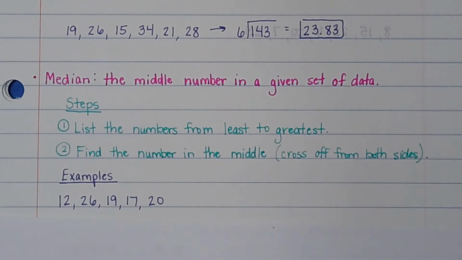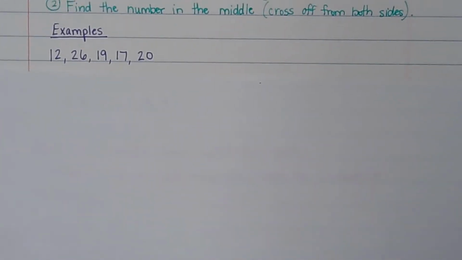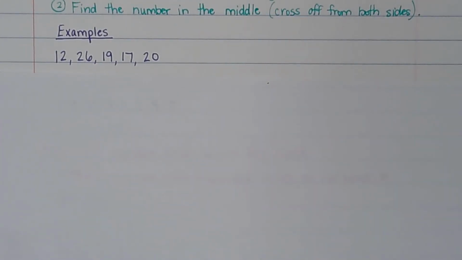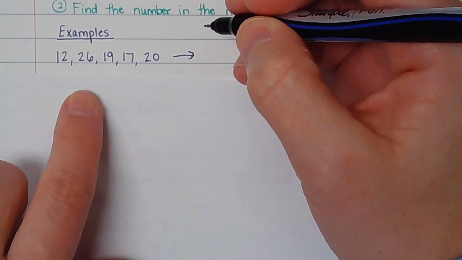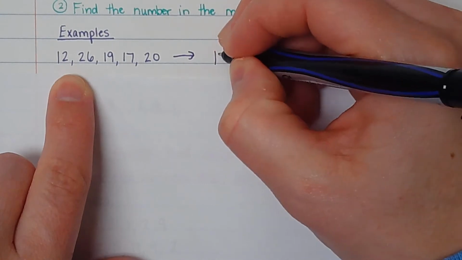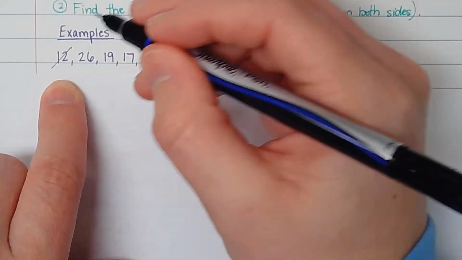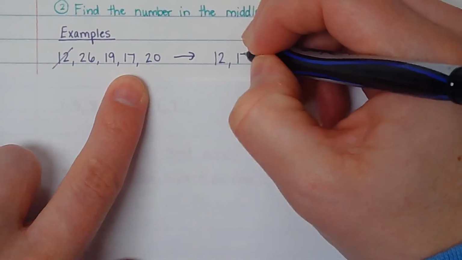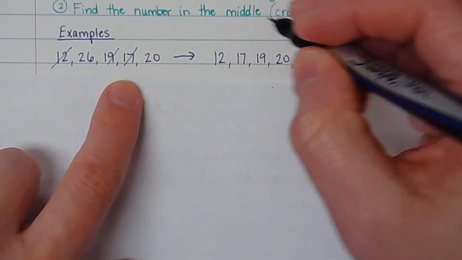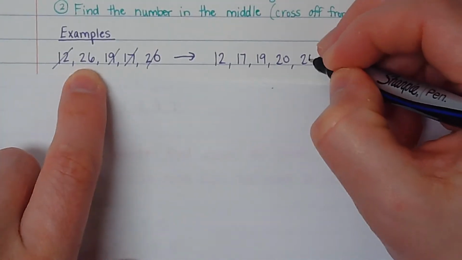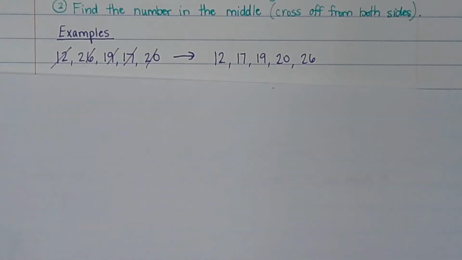So let's look at an example. All right, so we've got these numbers right here. The first thing I need to do is list them in order from least to greatest. So 12, and I like to cross them off so I know I don't forget any. 17, 19, 20, and 26. Okay, so I didn't leave any off, I got them all.